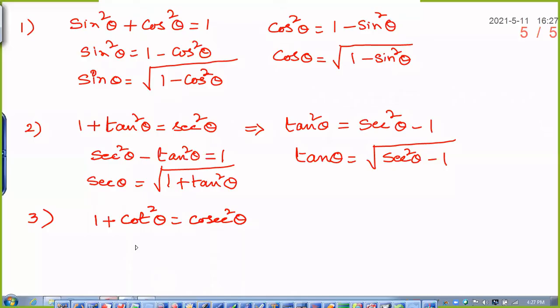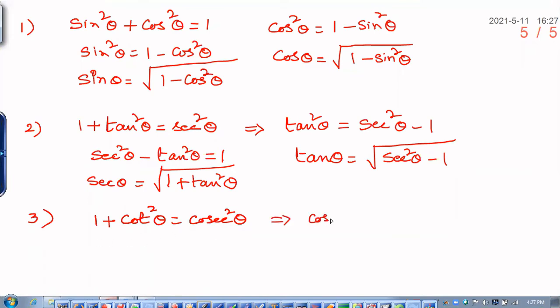The third identity is 1 plus cot square theta is equal to cosecant square theta. This can be further written in the same way. We can write it as cosecant theta is equal to under root of 1 plus cot square theta. Or you can further write this as cosecant square theta minus cot square theta is equal to 1.